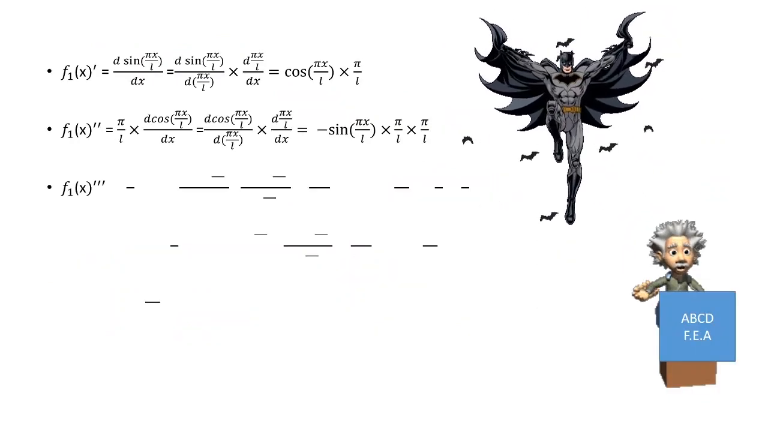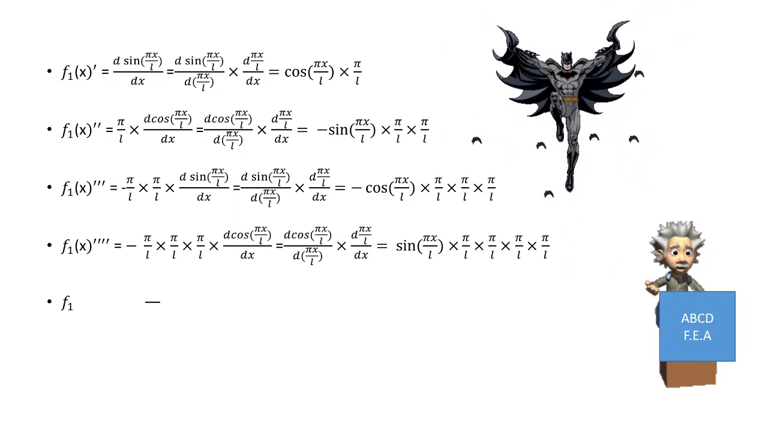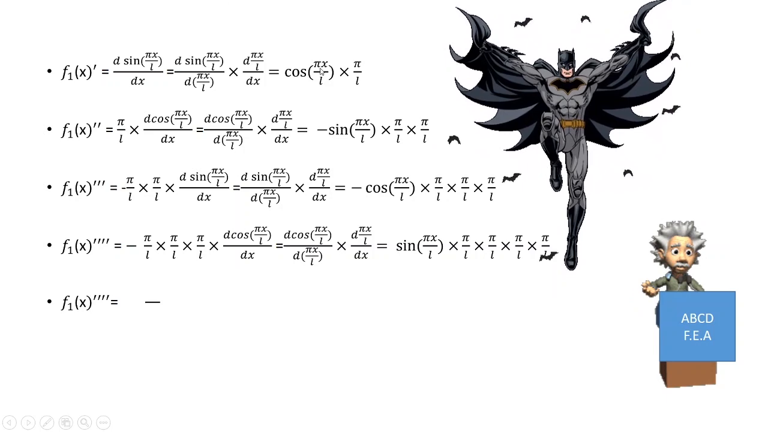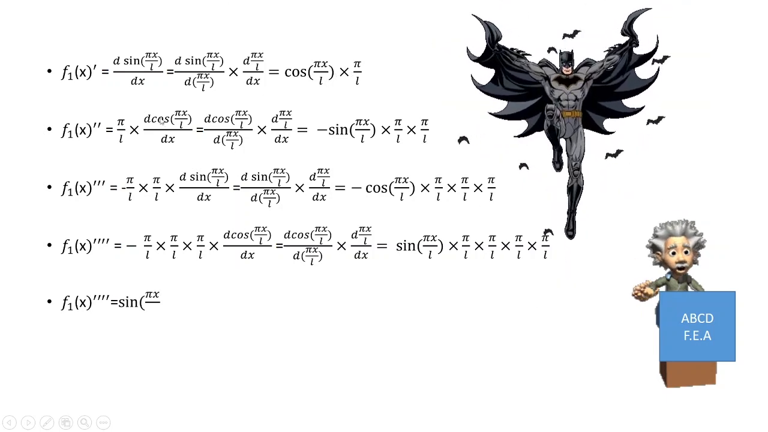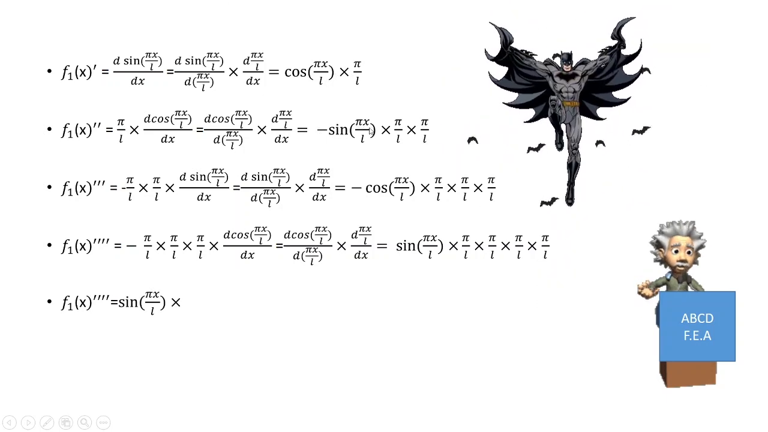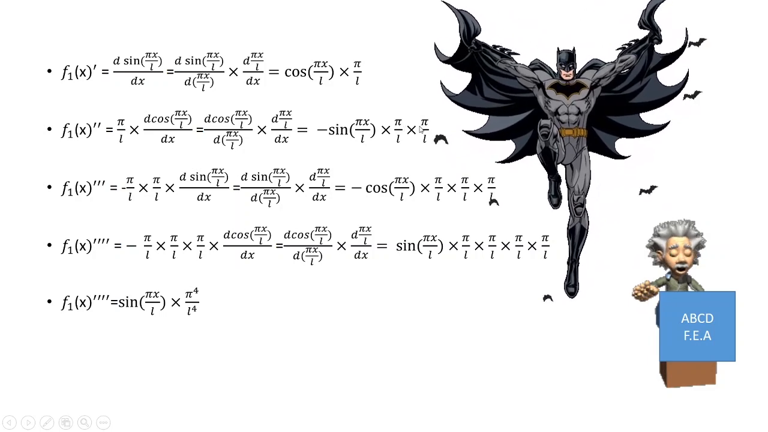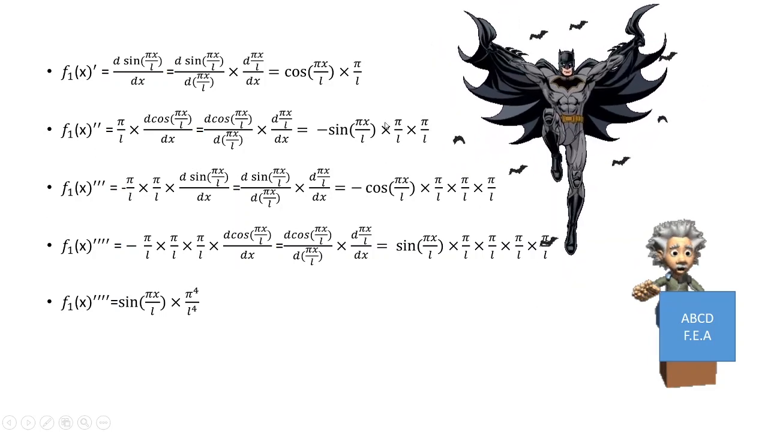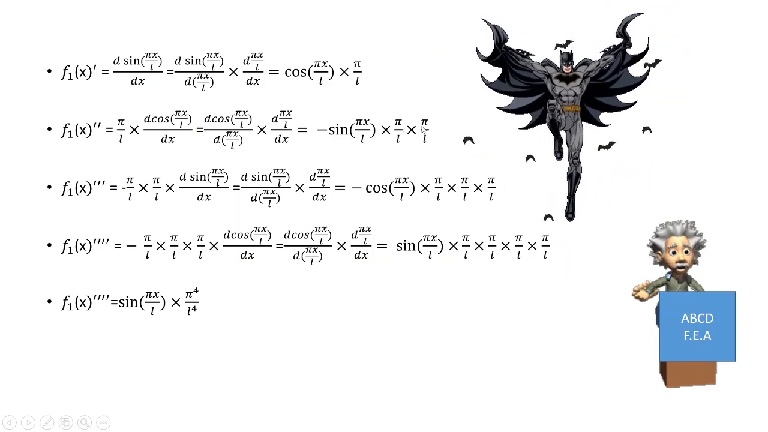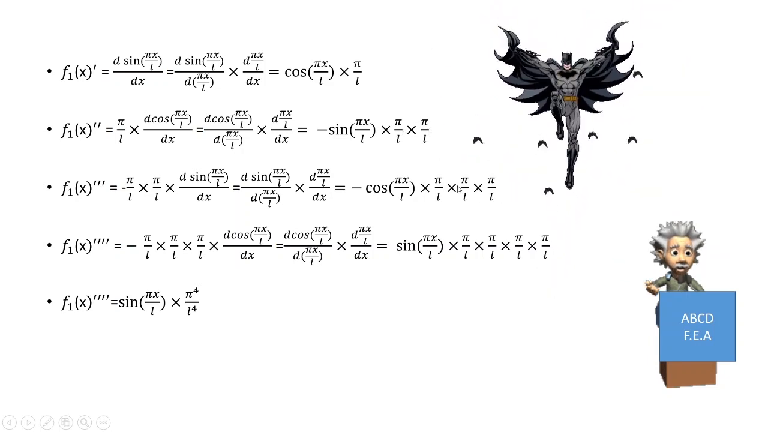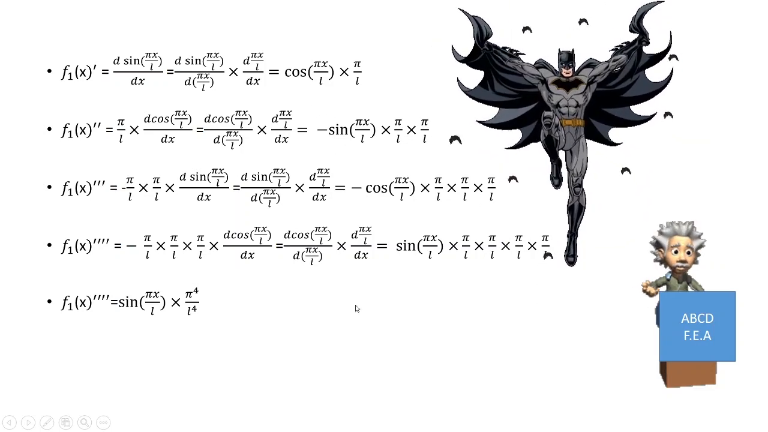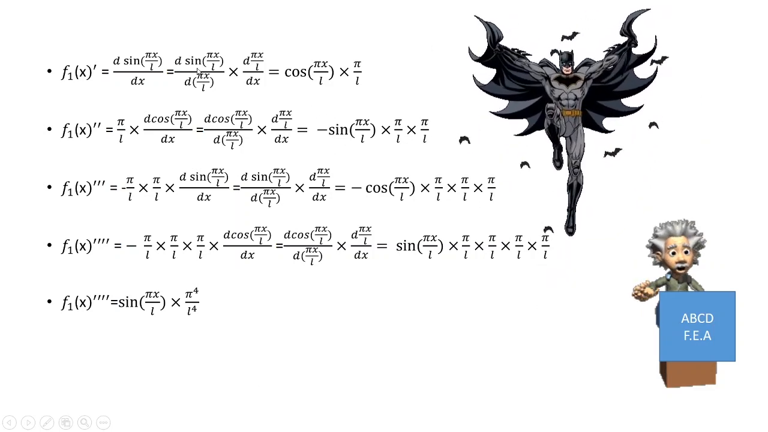Now similarly, if I differentiate my first derivative, cos(pi x by L) into pi by L, the second derivative is minus sin(pi x by L) into pi by L into pi by L. For the third time, for every differentiation, the factor pi by L is increasing, and the plus or minus sign changes according to the differentiation. You can try to solve this by yourself.